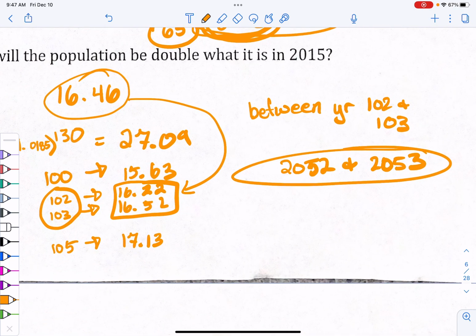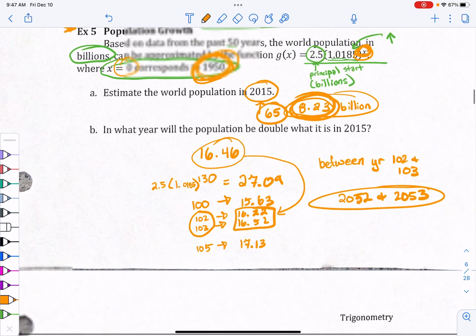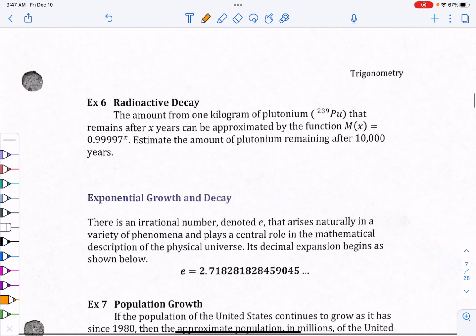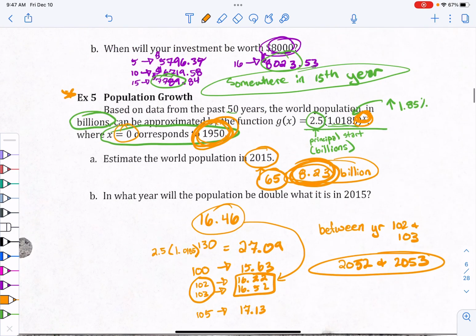Okay, so for now we're just doing the plug and play thing. Later on in this chapter we will learn how to actually solve and find the exact number without having to plug all that stuff in, but we will learn that later on. We'll finish the rest of this on Monday. You should be able to get a decent start on your homework assignment though, so do that now. Thank you.